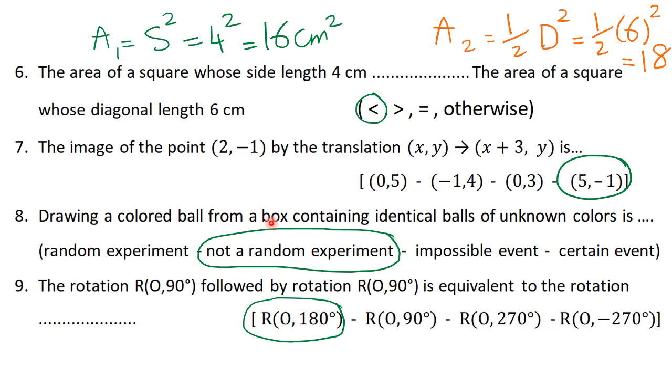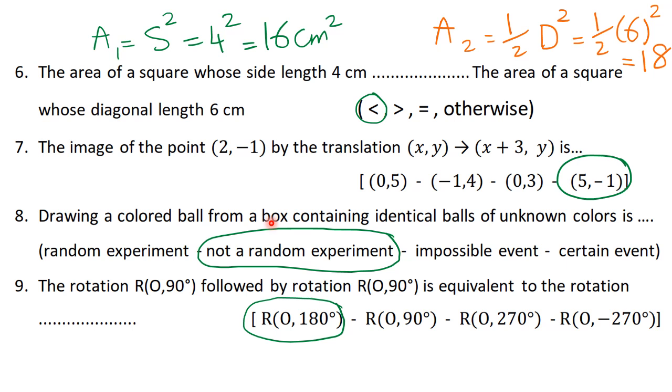We want to compare it with the area of the square whose diagonal length is 6 centimeters. Since for the other square he gave me the diagonal length, we'll use the second rule for the area, which is half d power 2, and we get d power 2 equals 36, times half equals 18. So now we can compare both areas, and the first area, which is 16, is less than the second area, which is 18.